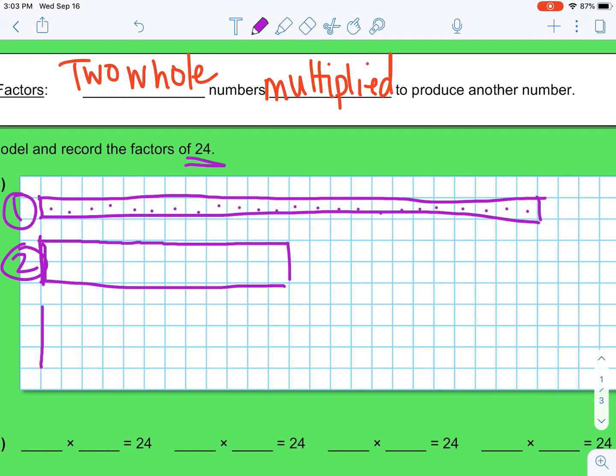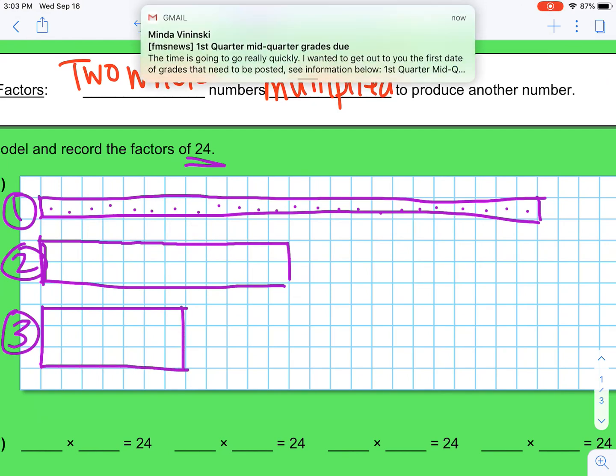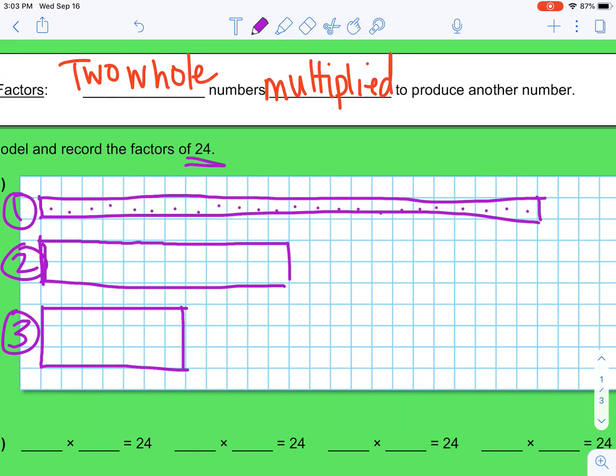Right, I could do 3. Oops. And then how many boxes would I need? So this is 3, 6, 9, 12, 15, 18, 24. Is there another way I could do it?